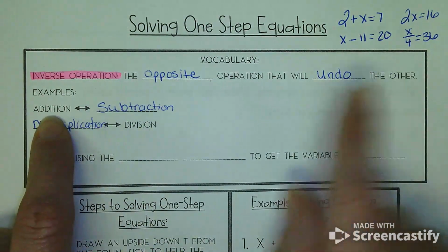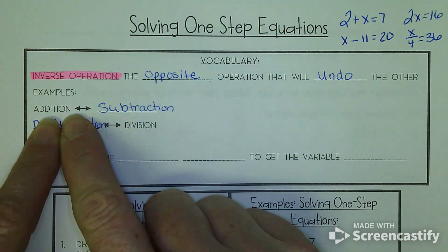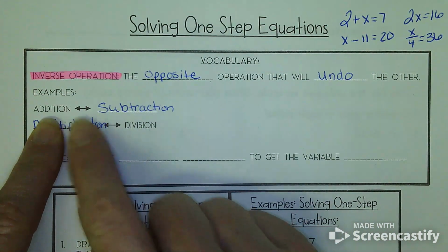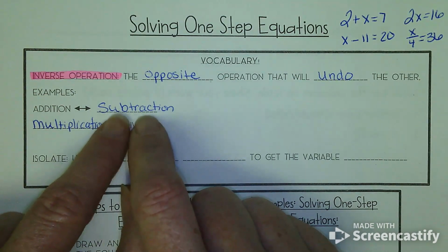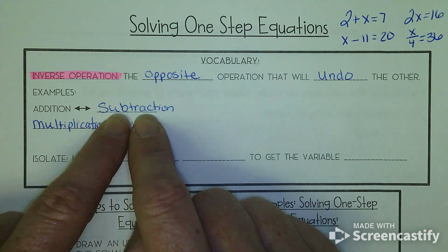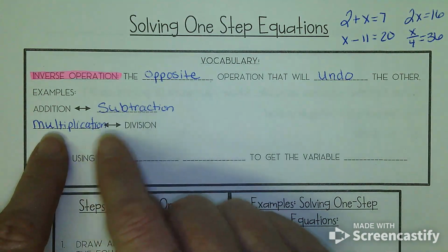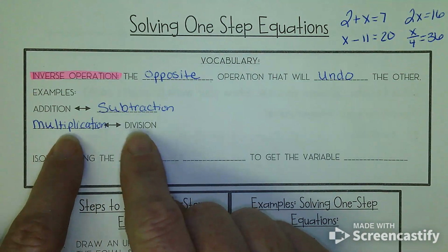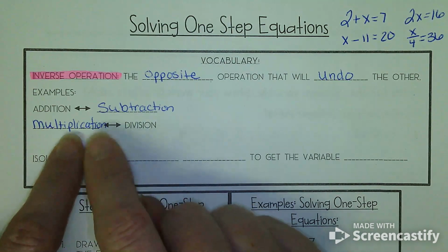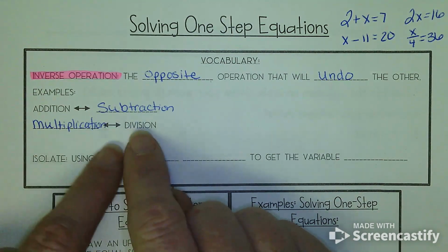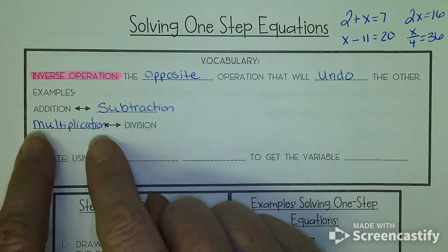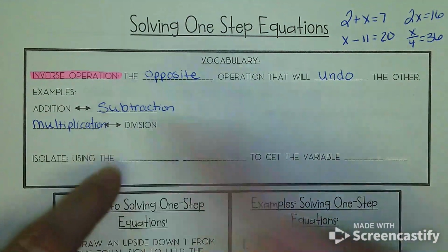So if I give you an addition problem, like we did in hands-on algebra, when you were taking cubes or taking pawns away, you were actually solving the problem by using subtraction. Now, multiplication and division, that's something new. I'm going to introduce that and what it looks like today. If you do a multiplication problem, you solve it by dividing, and a division problem will be solved by multiplying.